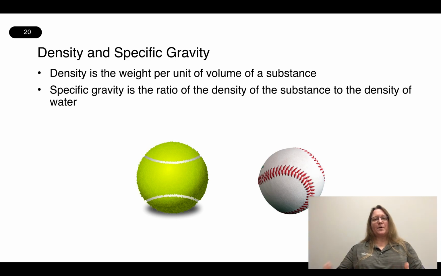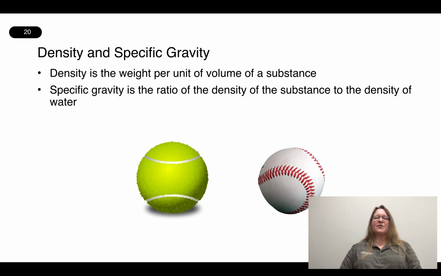Density is the weight per unit of volume of a substance. So you can have 2 items that are roughly the same size, like a baseball and a tennis ball, and the baseball is much heavier than the tennis ball. In fact, if I was to pick up a baseball and launch it across the room at someone's head, it would hurt pretty badly if they were hit with it. But a tennis ball, they might brush it off. They might not be as mad at me in that circumstance. So as you can see, they're about the same size, but the weight makes a big difference. That is because of their density.